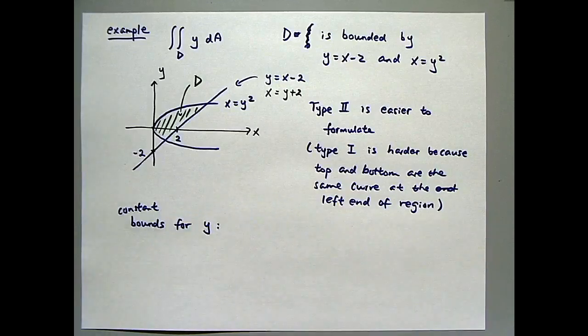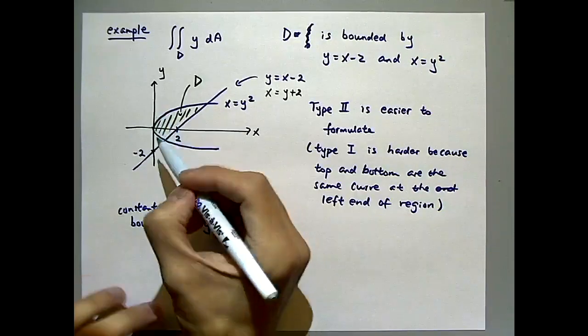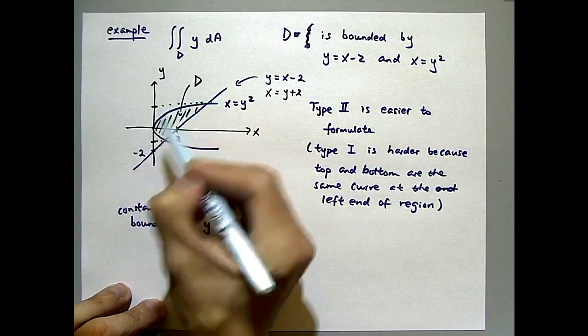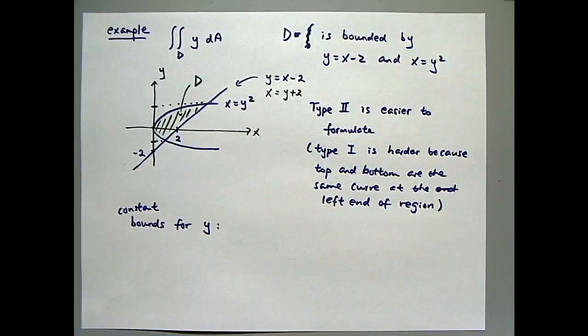Okay, so let's find out the constant bounds for y, because we're going to go with a type 2 here. We need to know what that number is, and what that number is. Remember how to find these two numbers, where they intersect for y? Who remembers? You want to take a stab at it? What do you think?